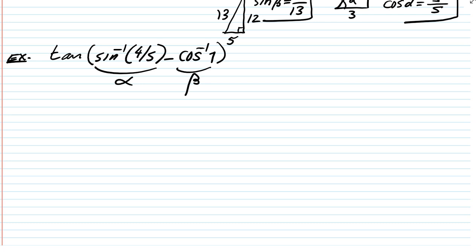Let's try this. Suppose I'm doing tangent of arc sine of 4/5 minus arc cosine of 1. Again, this would be alpha minus beta. Correct? Minus beta. So let's establish the angles. First of all, sine of alpha is 4/5. For sine, and here's my half circle of sine, from negative pi over 2 to pi over 2. Now, sine is positive, so the angle alpha is here.